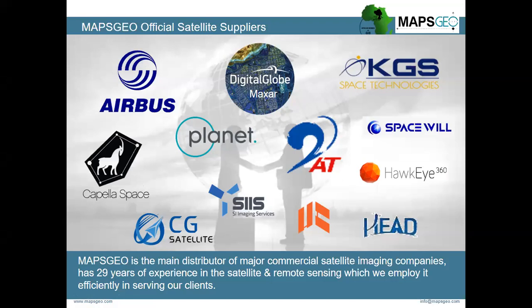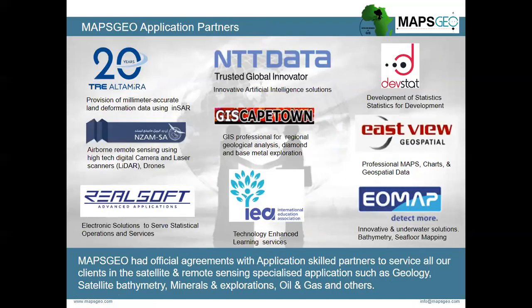Through time, MapsGEO has built up professional, skilled partners who are dedicated to certain applications. We have Terra Altamira. These are dedicated to SAR imagery, which works with radar imagery. NTT Data are our Japanese partners who work with artificial intelligence to produce automated maps. All of them link to GIS. That's the most important thing. So our final product is a GIS product where you can do a lot of analysis and so on and so forth. DevStat is a statistics company. So we work with a statistics company because this is part of our work.